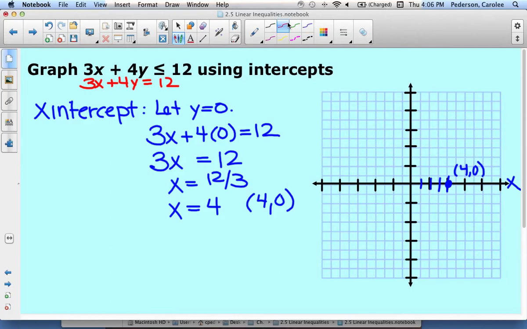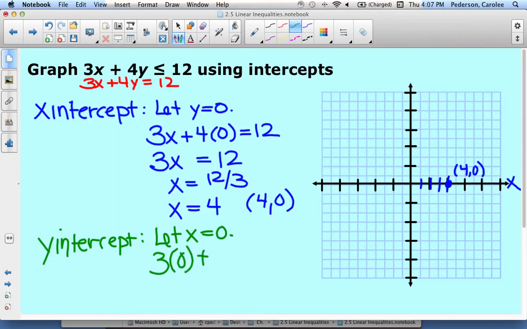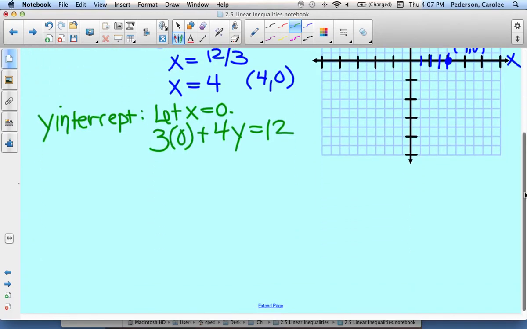Now let's find the y-intercept. How you find the y-intercept is the opposite of the x-intercept. We're going to let x equal 0 and then solve for y. So 3, replace the x with 0 in that red equation. And now solve for y. So 3 times 0 is 0. 4y equals 12. Divide both sides by 4. And we get y equals 3.